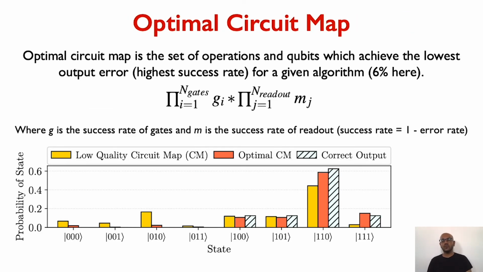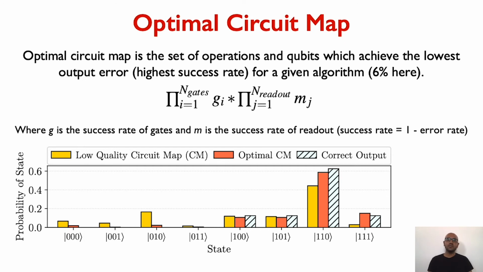Next, we look at the QPE algorithm when it is executed using the optimal circuit map. This is a circuit map which has the highest success rate or equivalently the lowest error rate. The success rate of a circuit map can be estimated using the success rates of its individual components. As shown in the formula here, the GIs are the success rates of the gates which are used in the circuit, and the MJs are the success rates of the readout operations which are performed at the end of the circuit. And if we maximize this product, we get the circuit map which is the optimal one and which has the highest estimate of the success rate.